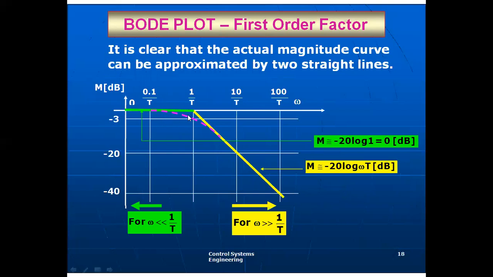Here this dotted line is the actual graph for a first order system, whereas this yellow line is the approximate line. Starting from 1 by T to 10 by T, 1 decade apart, you get a slope of minus 20 decibel per decade.